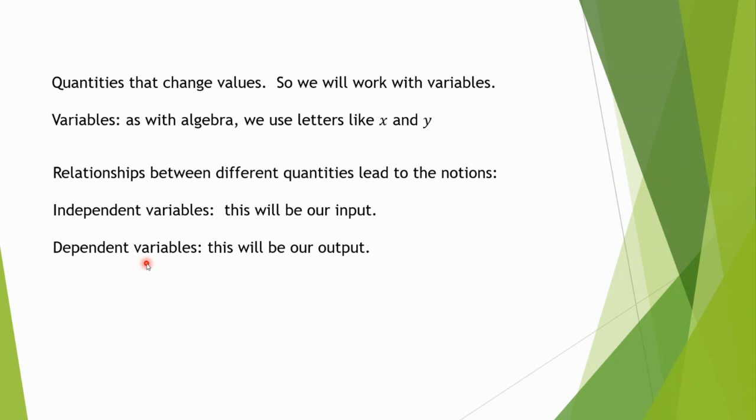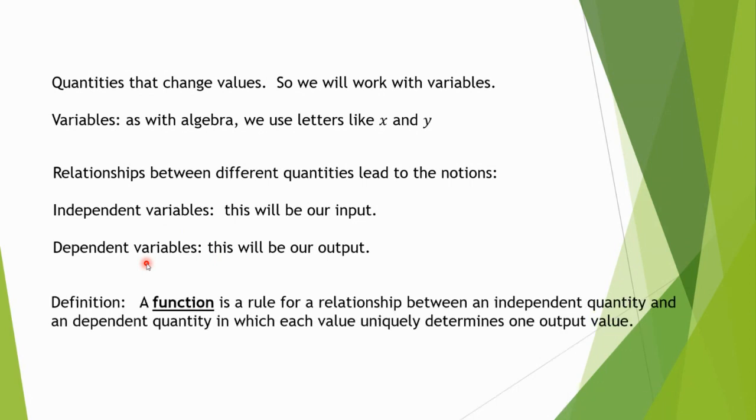Now let's actually formally define what a function is. A function is a rule for a relationship between two quantities. Again, one is independent, the other is dependent. The dependent one depends on the independent one. And the idea is that for each value you put into the function, for each value of the independent quantity, the function will give you only one value for the dependent quantity. In other words, only one value for the output.